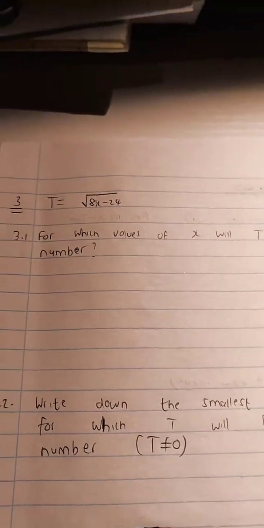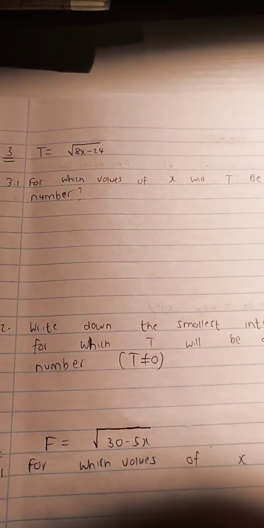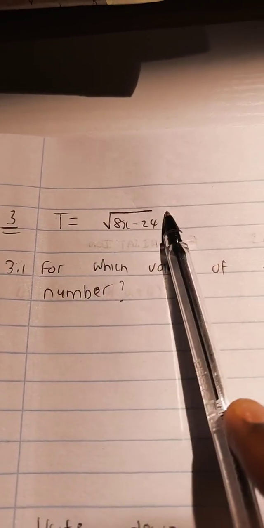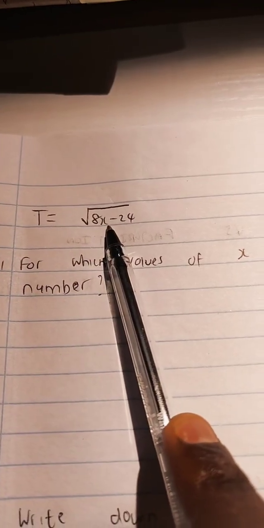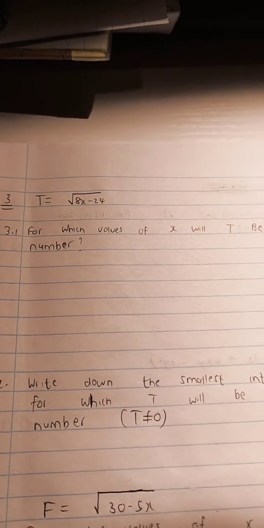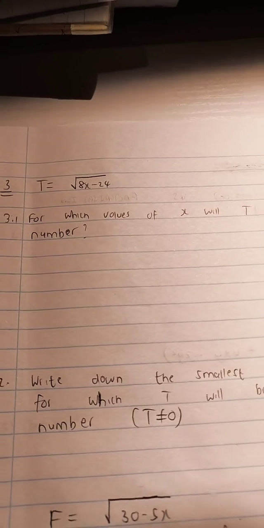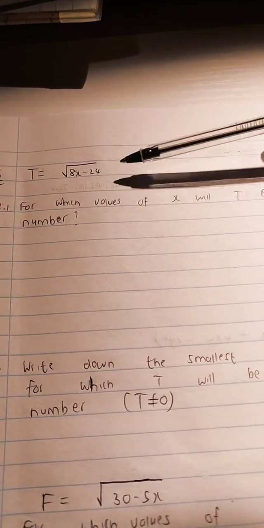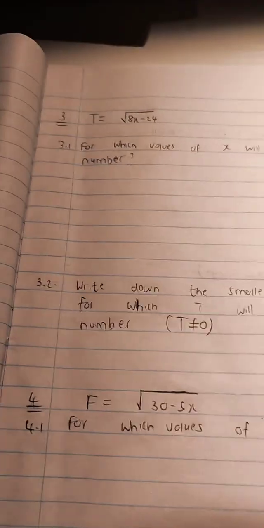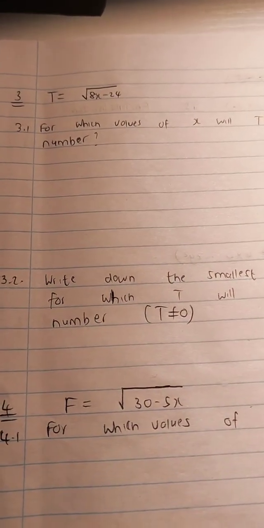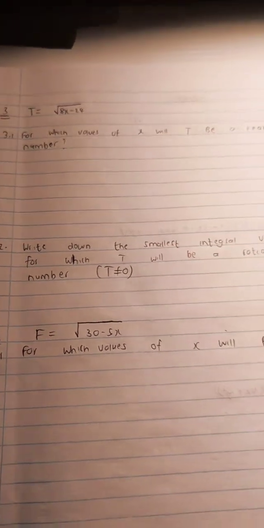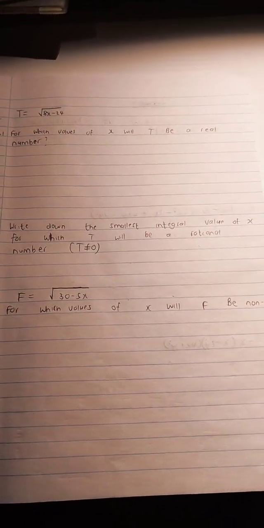All right, here's another question. It's looking at us. Let's see. T is equal to the square root of 8x minus 24. Okay, I don't necessarily want to do these questions yet. The reason is that they need another concept to be covered, and I'm not going to cover that concept as of yet for you grade 10. So I'm going to leave these questions for now until further notice.